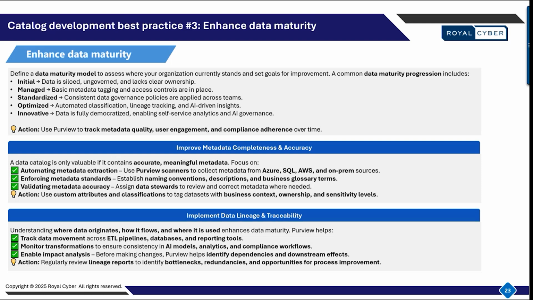A key factor in achieving data maturity is improving metadata completeness and accuracy. A data catalog is only valuable if it contains accurate, well-structured metadata. So Microsoft Purview Catalog also helps automate metadata extraction from various sources like Azure, SQL, AWS, enforcing naming conventions and ensuring metadata quality through data stewards. Understanding where data originates, how it flows, where it's used, all that is also possible through Microsoft Purview Catalog. Overall, regularly reviewing lineage reports helps organizations identify bottlenecks, redundancies, and opportunities for process improvements, therefore ensuring that they make data-driven decisions with confidence.